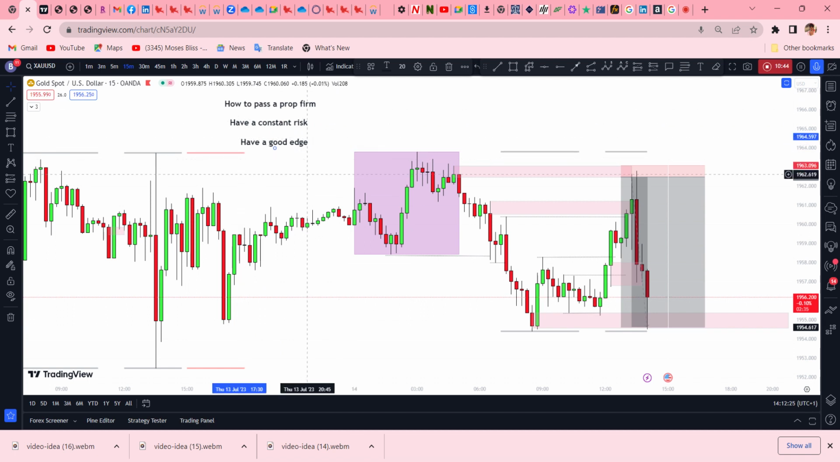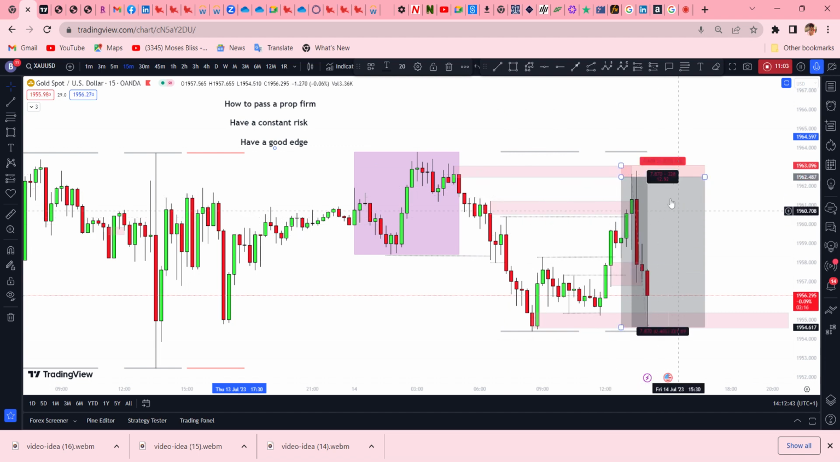Don't just enter off any setup that is in the market. Take your time. You don't have to trade every day. So take your time to actually master your edge, have a good edge in the market, get your setups ready, and then have a constant, good risk management. And this already played out. So with this alone, we are actually good to go.